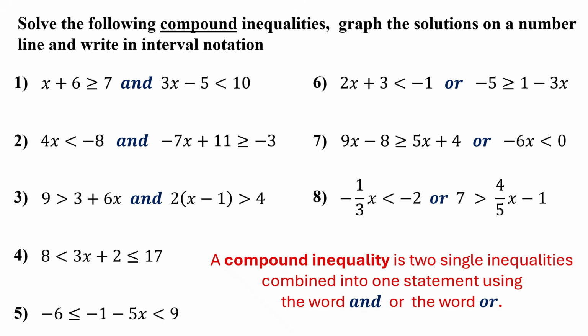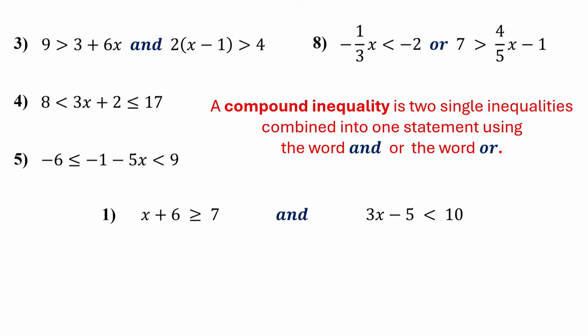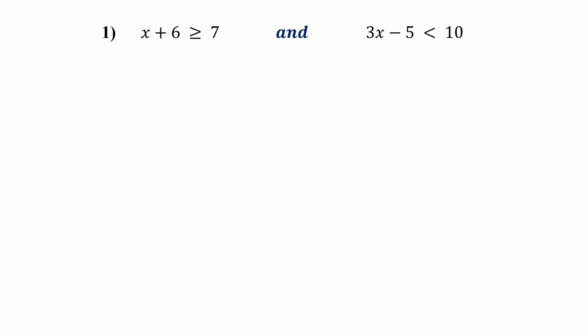A compound inequality is simply two single inequalities combined into one statement using the word and or the word or. So, the first step in solving a compound inequality is to solve each single inequality separately. Remember, the goal for each is to get x by itself using opposite operations, just as you always do. Alright, let's start with the first inequality.